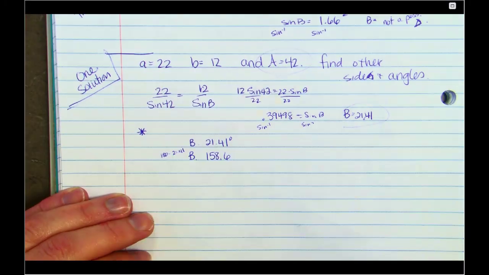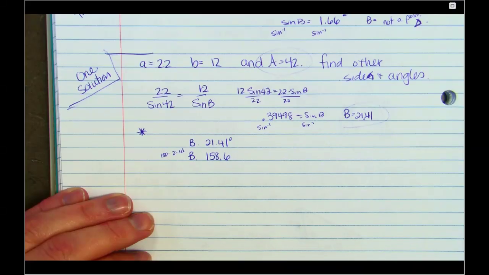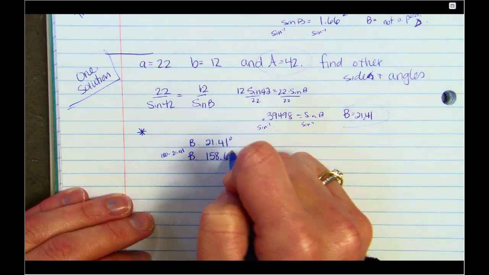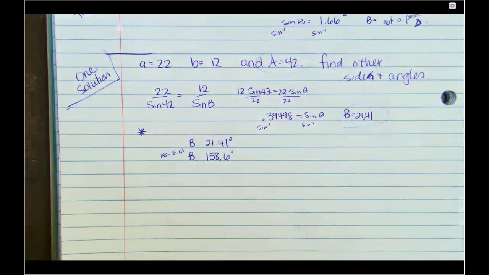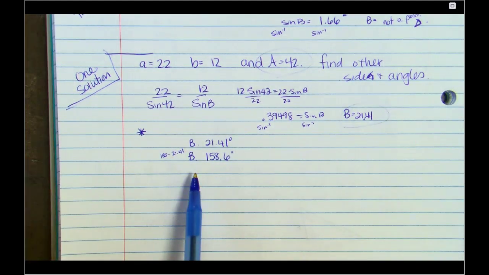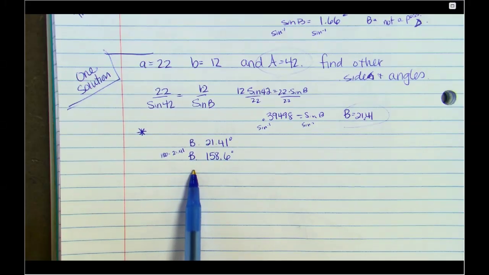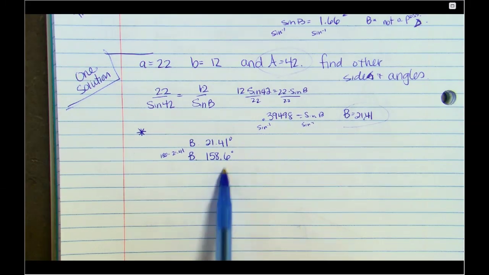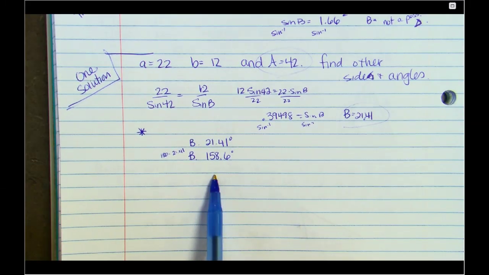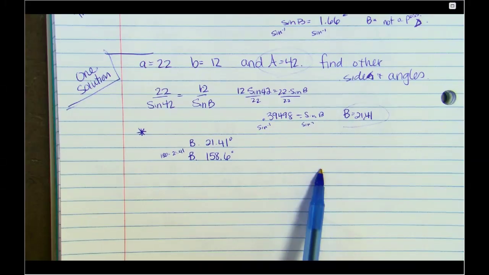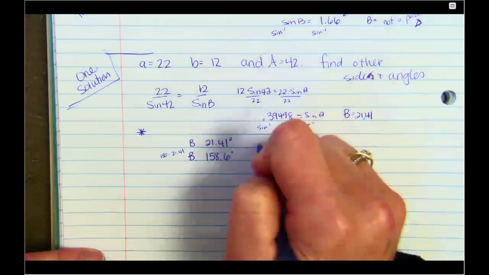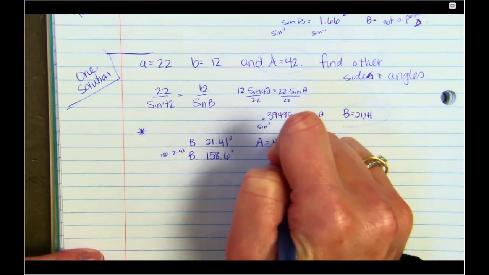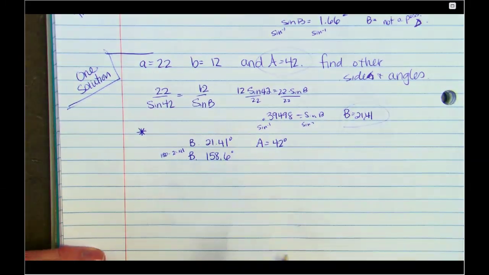158.6. Okay, 158.6. Now, this is the only part that's going to be weird on this. You have to remember that you solved an equation, so it generates two possibilities. Now, let's list out the angles. Angle A is 42. Okay, so two possibilities.